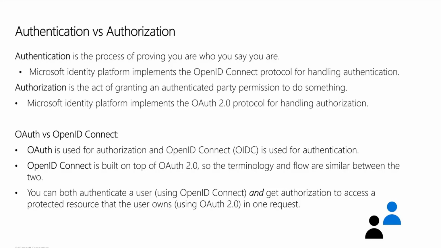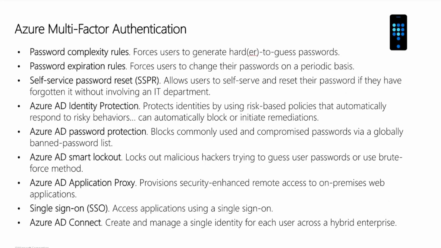So, authentication and authorization when done in Microsoft Identity, we will go through a brief comparison of the various protocols that are used by the Microsoft Identity Platform. So OpenID versus OAuth. OAuth is used for authorization and OpenID Connect, or OIDC, is used for authentication. OpenID is built on top of OAuth 2.0, so the terminology and flow are similar between the two. You can even both authenticate a user using OpenID Connect and get authorized access to a protected resource that the user owns using OAuth 2.0 in a single request.